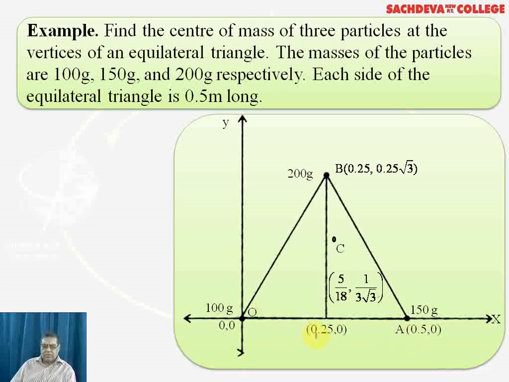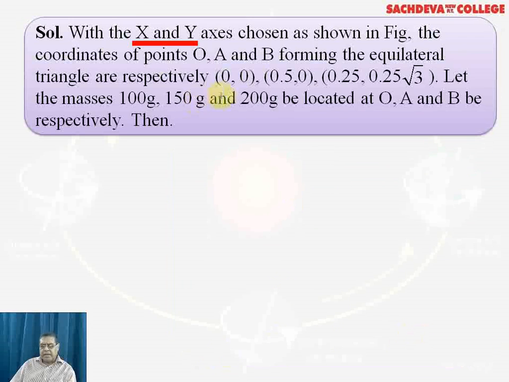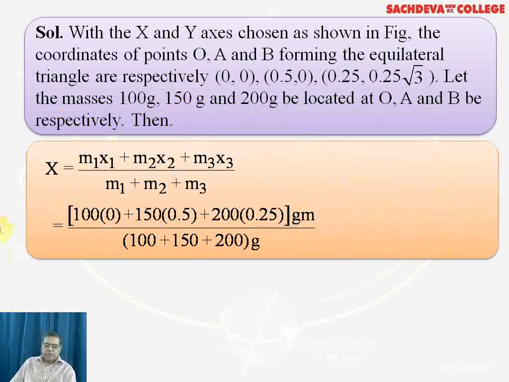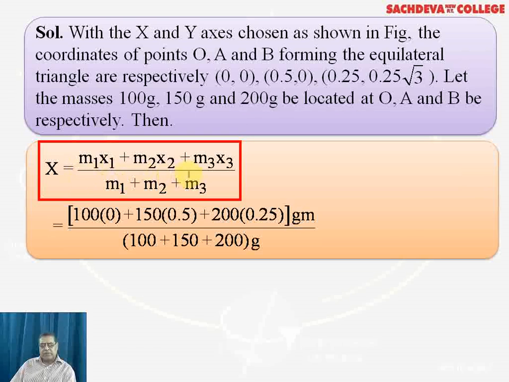Now, from the figure, what exactly are we noticing? With the x and y axis chosen as shown in the figure, the coordinates of the points O, A and B forming the equilateral triangle are respectively the origin 0, 0, then 0.5, 0, and 0.25, 0.25 root 3, and the masses 100, 150, 200 are located at positions O, A and B. So first of all, we use the equation of center of mass, and that is x is equal to m1x1 plus m2x2 plus m3x3 whole divided by the sum of the masses, that is m1 plus m2 plus m3.